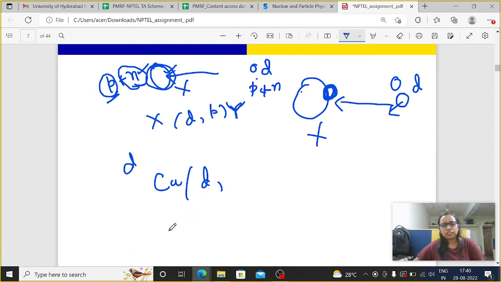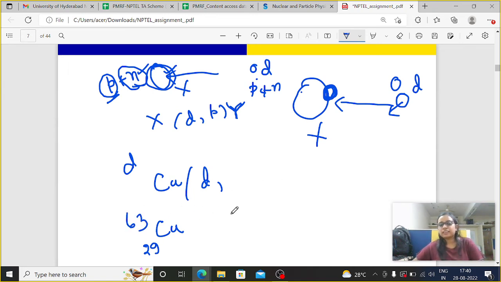Okay, let's do one thing here. Let's say copper, as you were talking about copper, so I am also taking copper. What are the Z and A of copper? Do you know? It is 29, 63.